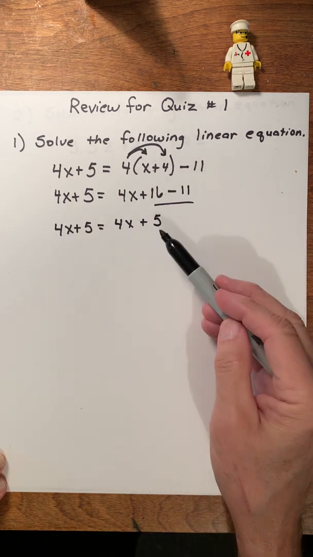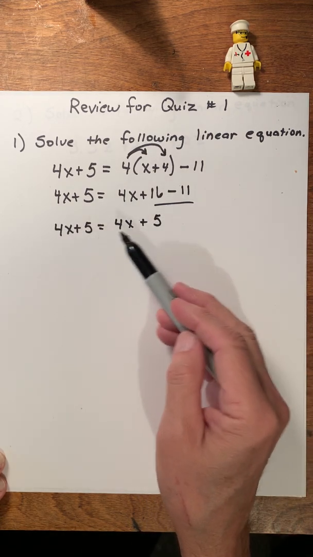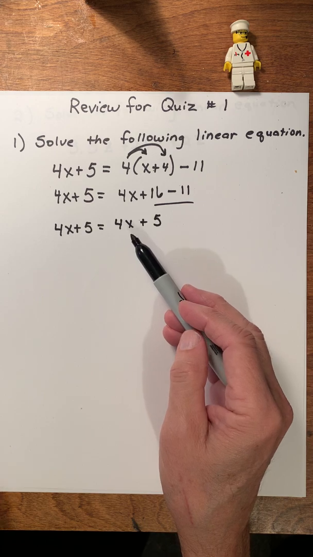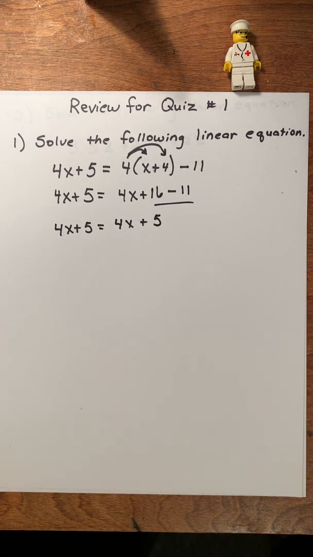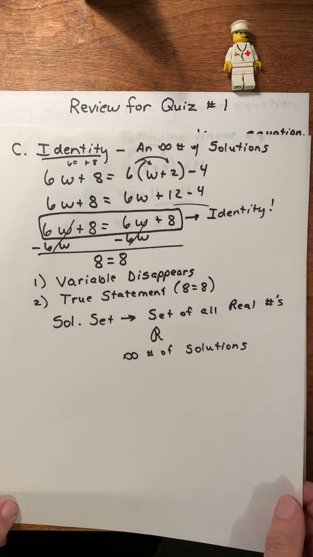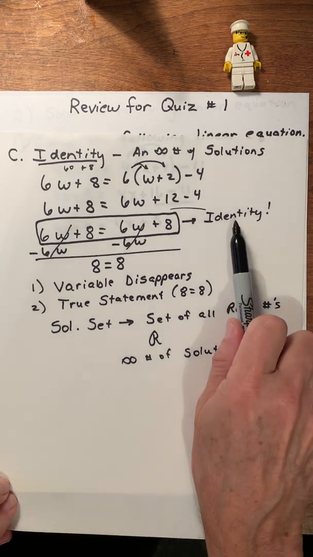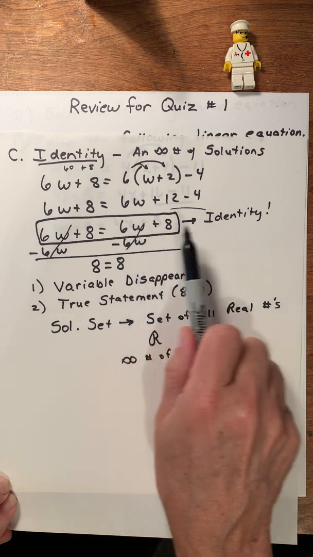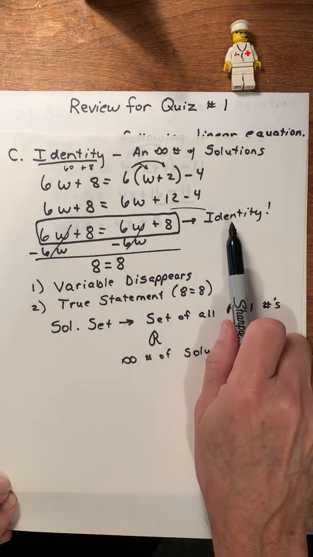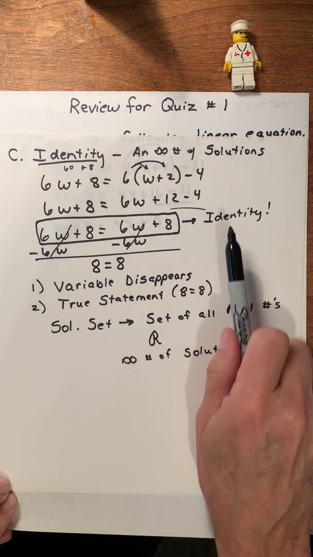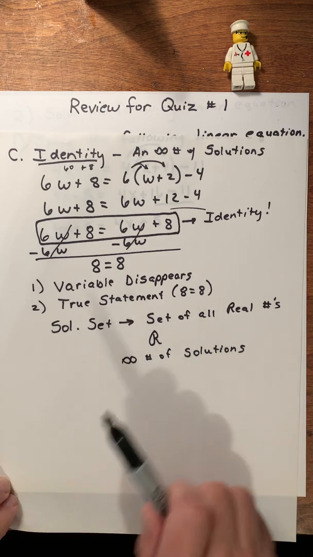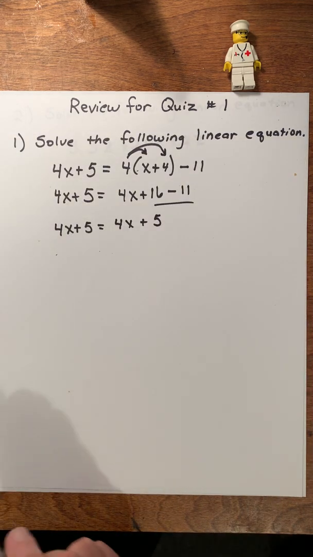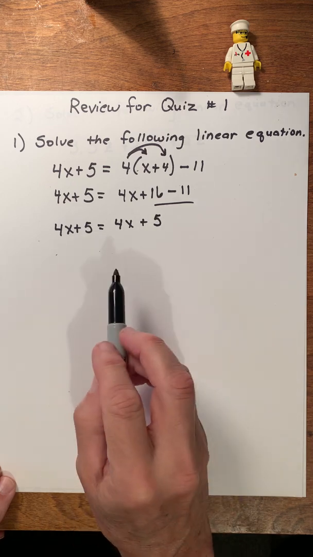Here's where some of you might notice that the left and right sides are identical, which means that we have something that I referred to in my notes as an identity. The notes page looks like this. The way you know you have an identity is eventually the left and the right sides are identical. And one thing that's true about an identity is it is true for all real numbers.